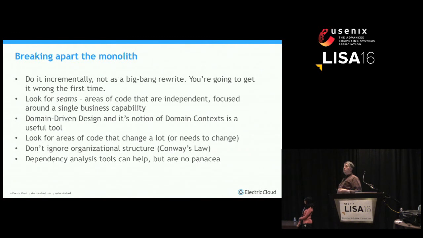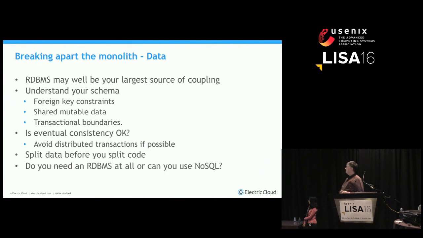Don't ignore your organizational structure. It may not be a big win to split a service in two if you can't add a team or take a bunch of people and work on that service independently. It may not buy you anything. So think about what you're trying to achieve by breaking a service in two, or breaking off a piece of code off of a monolith. Dependency analysis tools can help in terms of figuring out what code calls what code, but they're not going to tell you where the right boundaries are. So they can be helpful, but they're not necessarily a panacea.